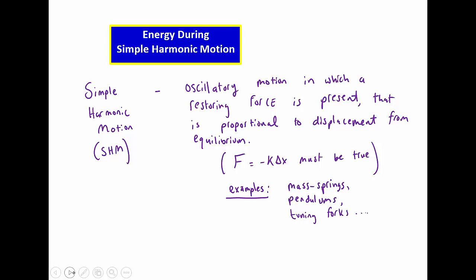Some examples of simple harmonic motion include masses attached to springs, pendulums swinging back and forth, and tuning forks. A tuning fork is being pulled towards the center and back and forth, back and forth, as it oscillates.